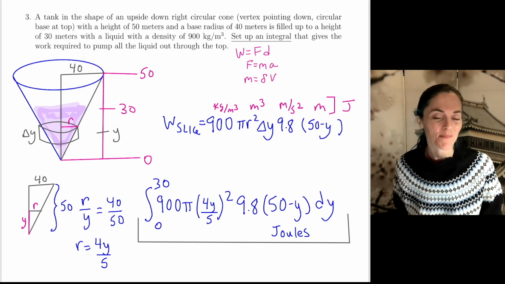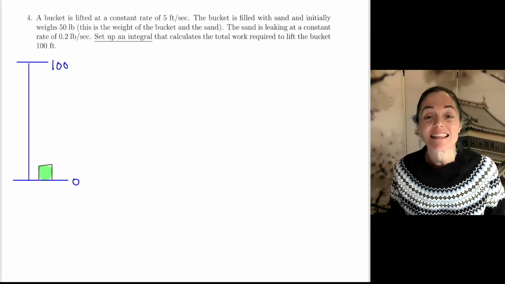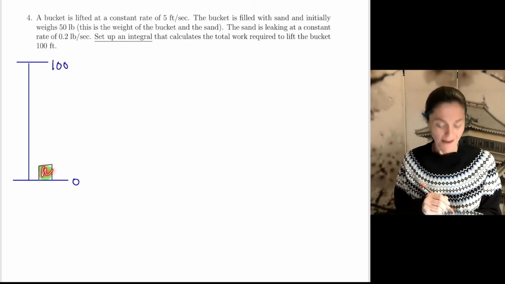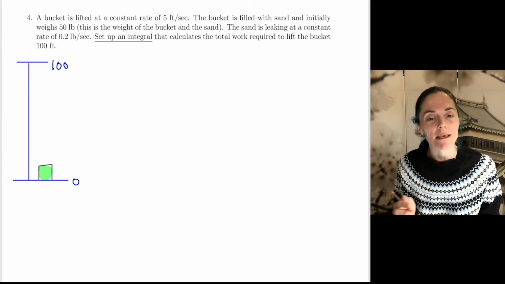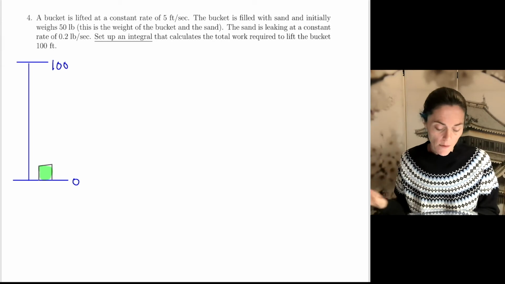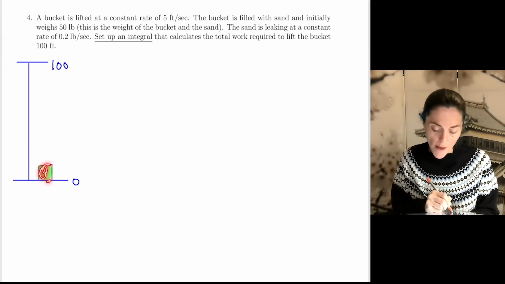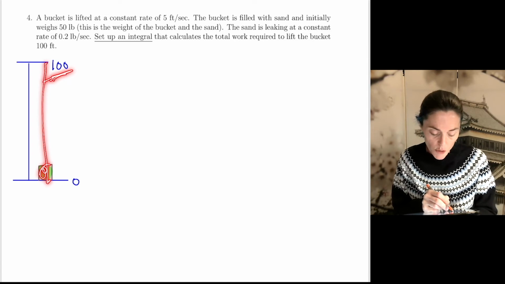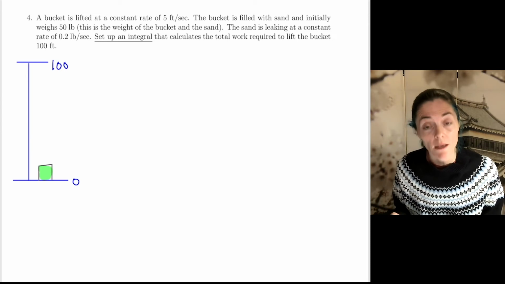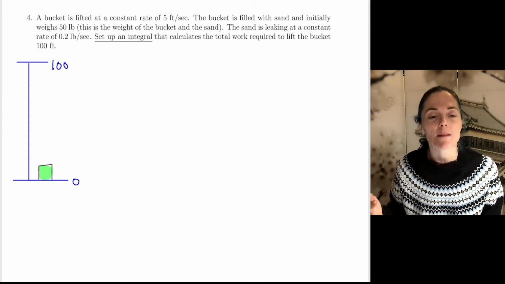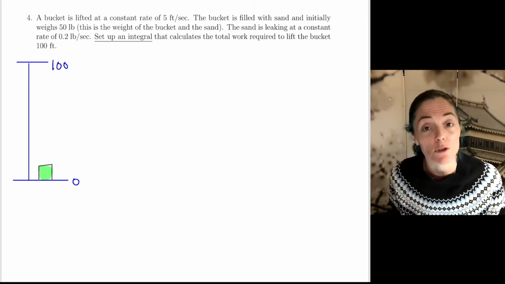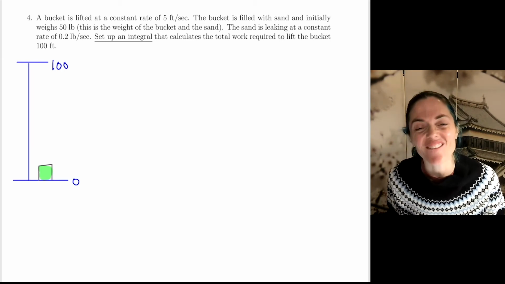This was number 3. Number 4 is our leaky bucket question. My sand is green in the picture. We have a bucket, and initially it weighs 50 pounds, here at the bottom at 0. We want to lift it up to 100 feet. We are given information about how fast it's traveling, a constant rate, and how fast it is leaking, also a constant rate. We want to set up an integral to find the total work to lift the bucket 100 feet.